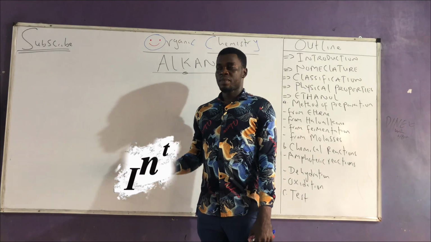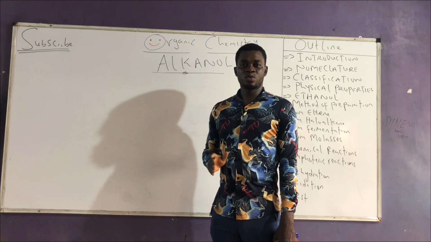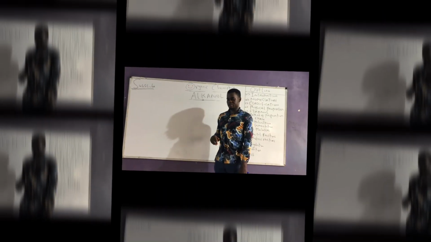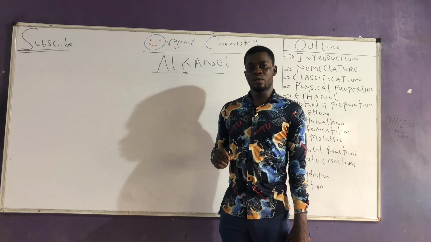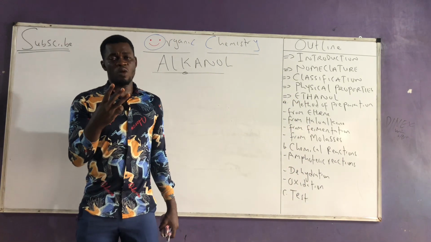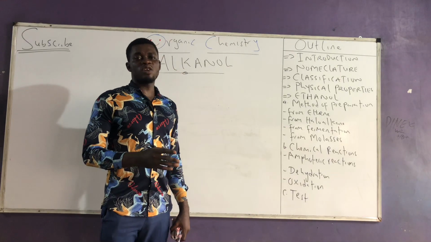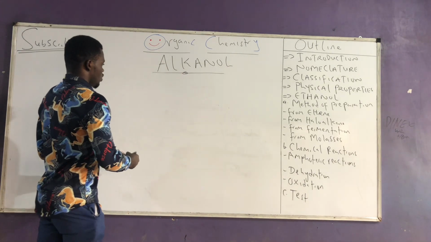I guarantee that every single important thing under alkanols will be revealed to you before the end of this particular class. So we've heard of alkanols before, but what exactly are alkanols? Now, alkanols are generally compounds that have three basic components. What are the three basic components?